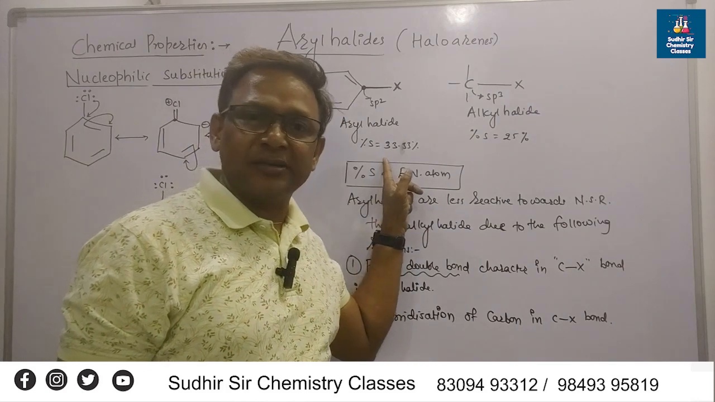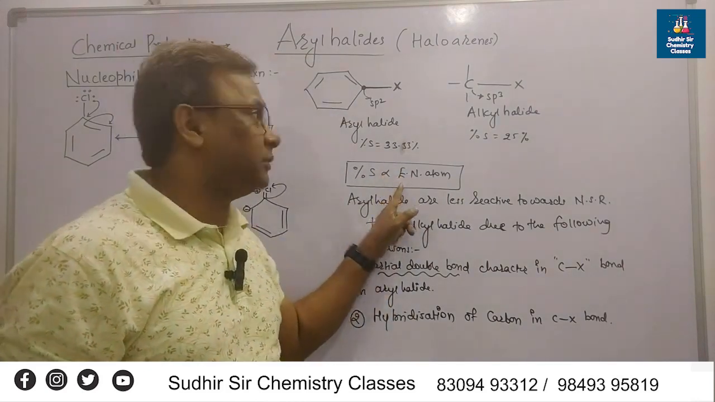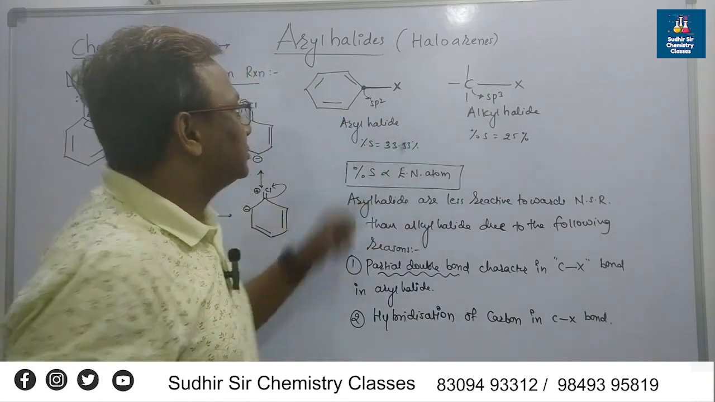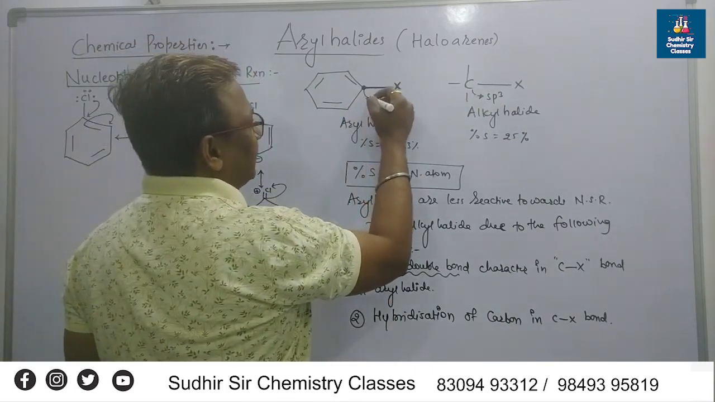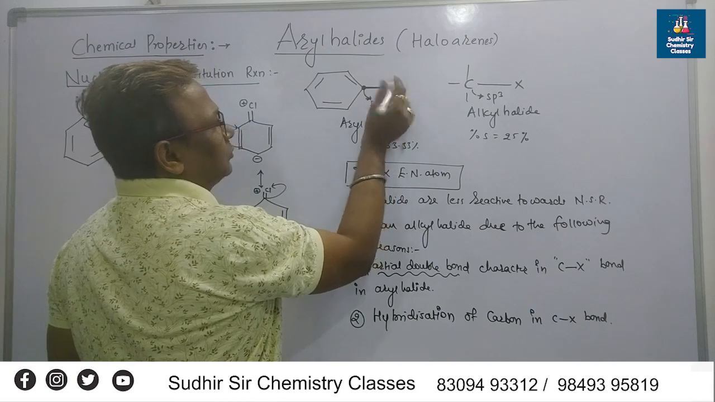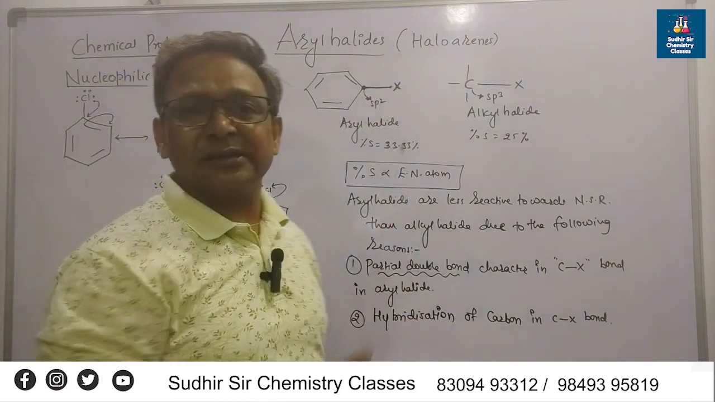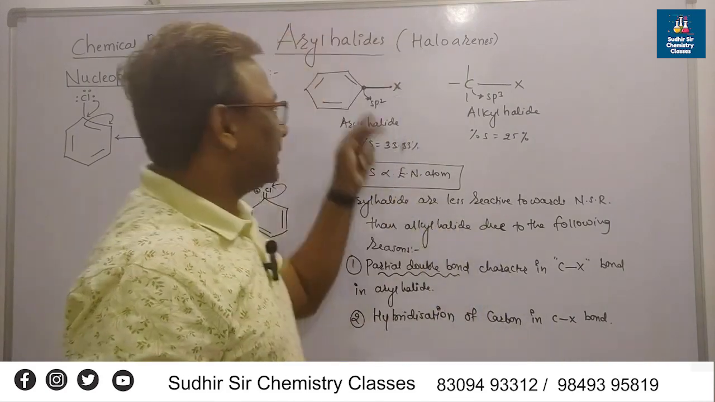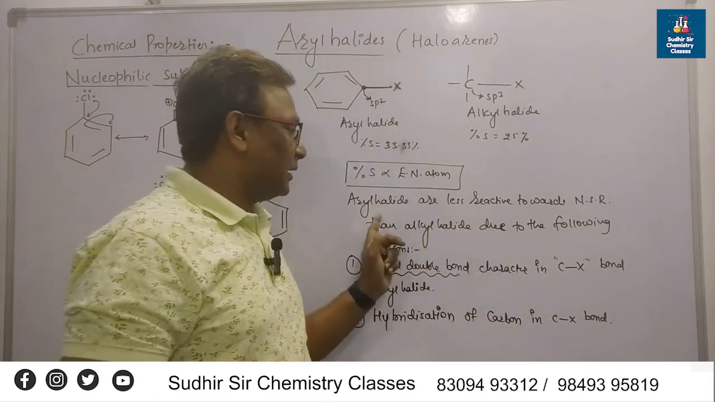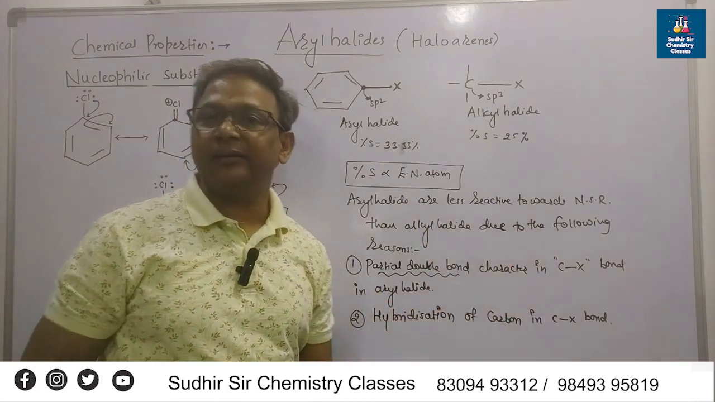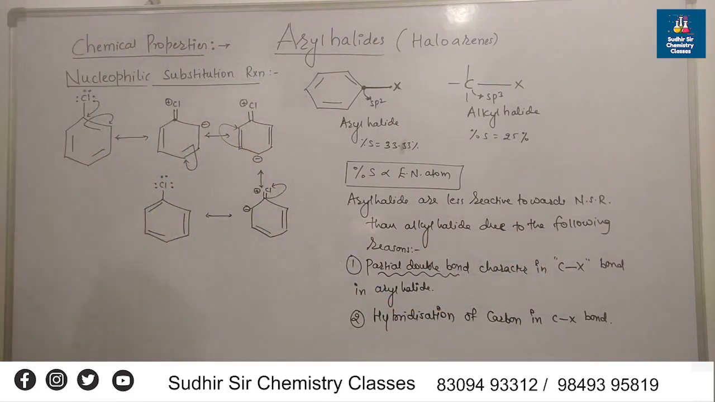Greater the percentage of s character, greater the electronegativity. As this carbon is more electronegative than this carbon, it will pull the electron from the halogen and decrease the bond length. As the bond length decreases, bond energy increases, reactivity decreases. We can say aryl halides are less reactive toward nucleophilic substitution reaction than alkyl halides. Right? Next one, third reason we will write.